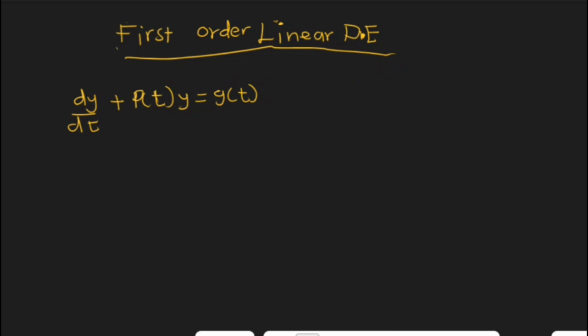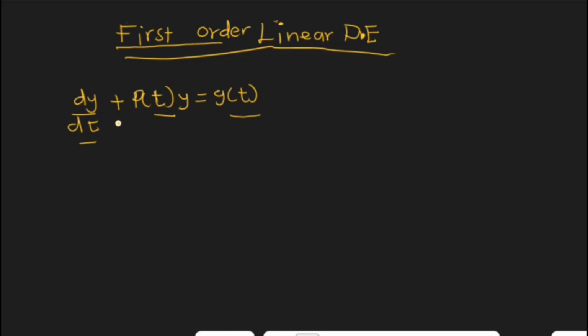I told you we have first order, second order, third order in the previous video. So you know what order is, and linearity, what a linear differential equation is. So let's move straight to what we have in this video. A linear differential equation which is first order is always in this form: dy over dt plus p of t multiplying y is equal to g of t.